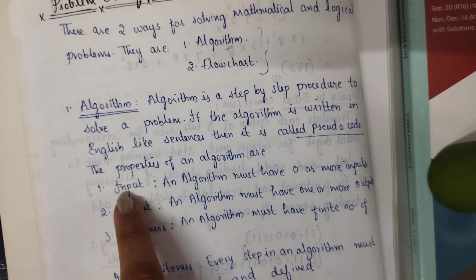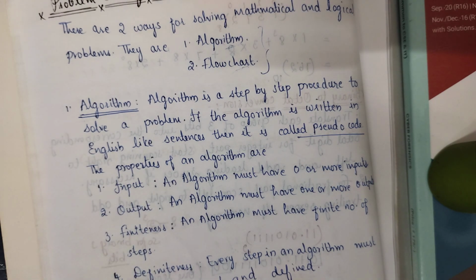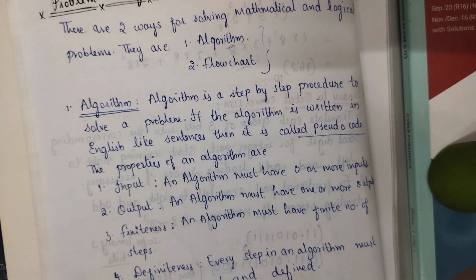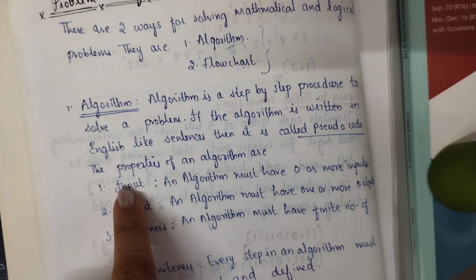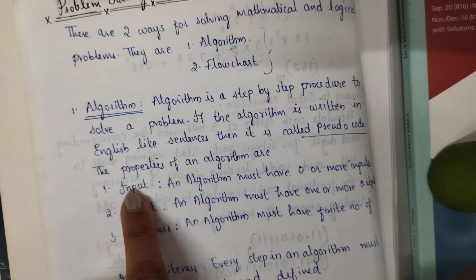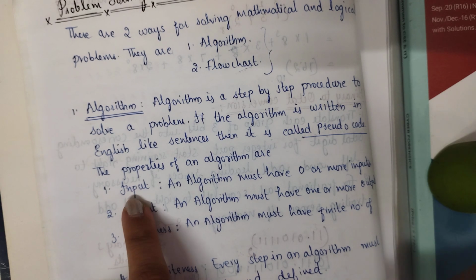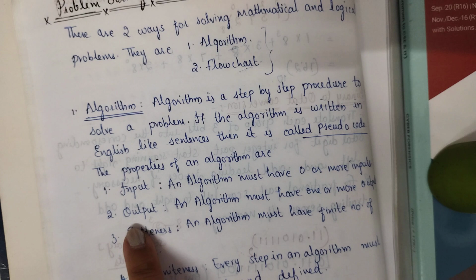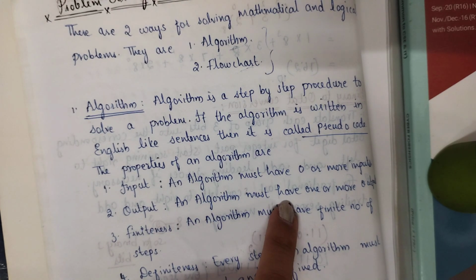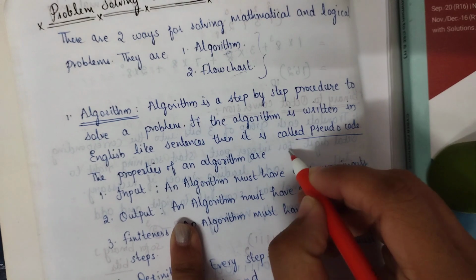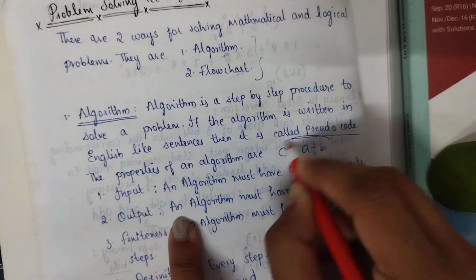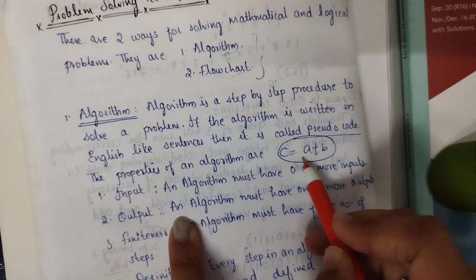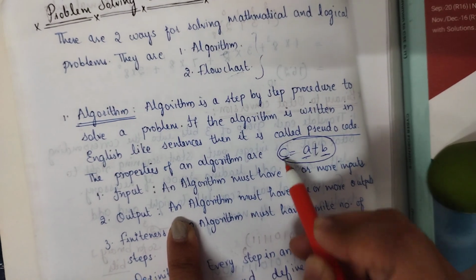Like you are given variables a and b, and you have to sum them using a variable c, and give the output as C. So in this, what is our input? A and b are our input. So C equals a plus b. Output: an algorithm must have one or more outputs. By using C equals a plus b, this is our logic. Here a and b are input, C is our output.